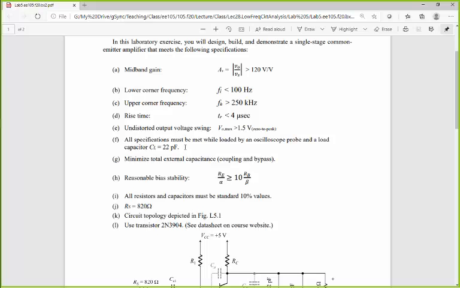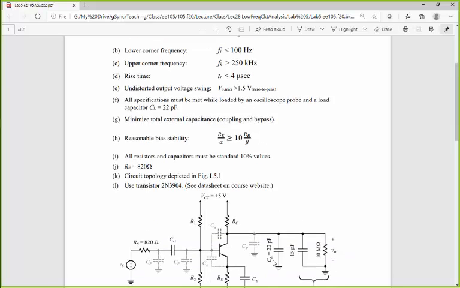So all specifications should be met while you have this load, this 22 picofarad load. And you want to minimize all of the external bypass capacitance. So when you choose CC1 and CE, you want those to be as small as possible to make this frequency of 100 hertz. Why? Because smaller capacitors are cheaper.